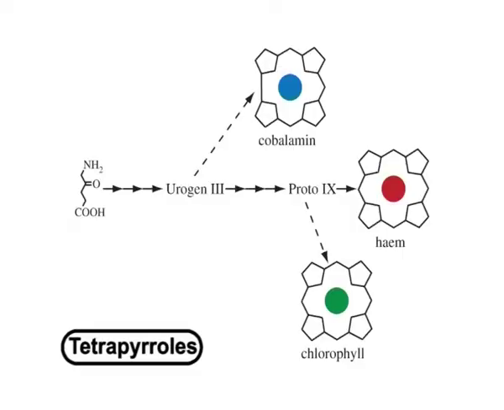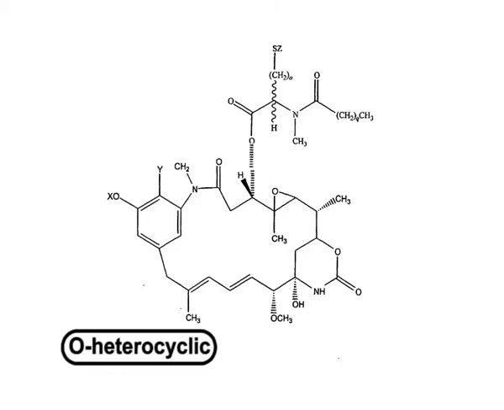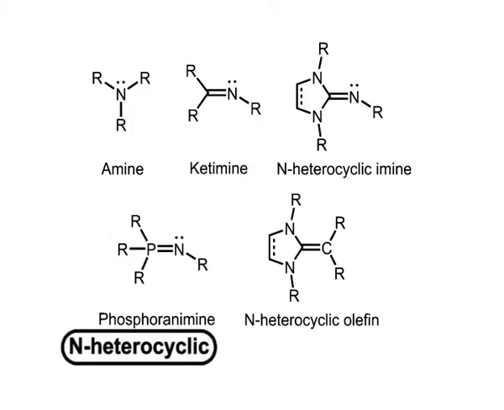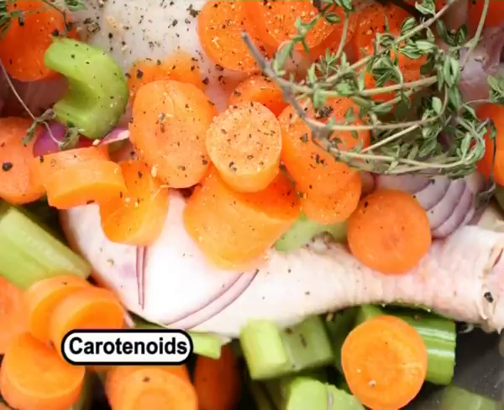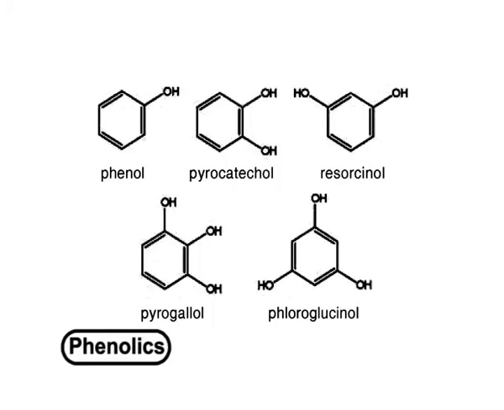Based on their chemical structure, they are classified as tetrapyrroles, tetraterpenoids, O-heterocyclic compounds or quinones and N-heterocyclic compounds. Heme compounds and chlorophylls are grouped under tetrapyrroles, carotenoids under tetraterpenoids, flavonoids or phenolics under O-heterocyclic compounds, and betalains under N-heterocyclic compounds.